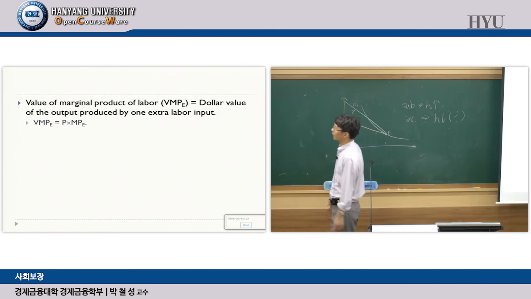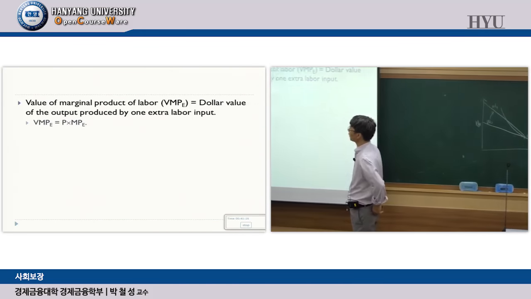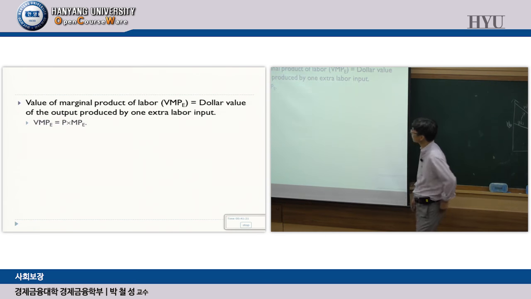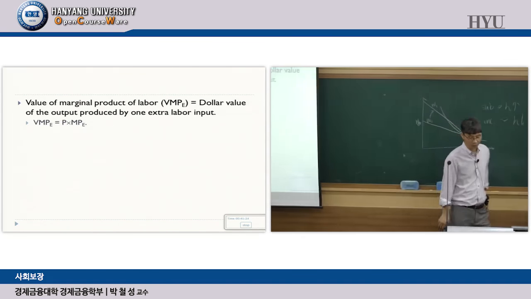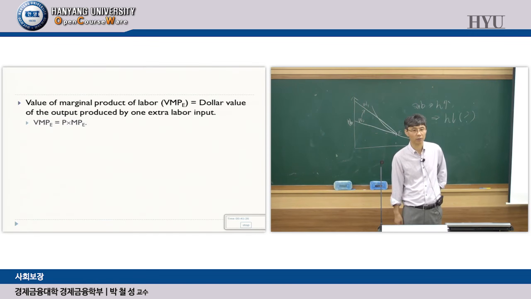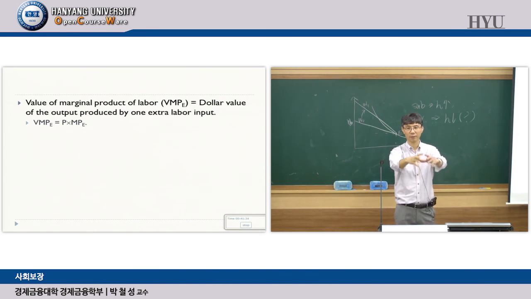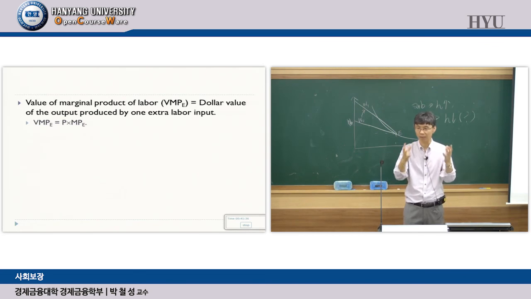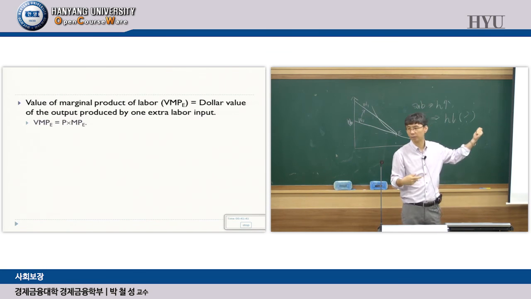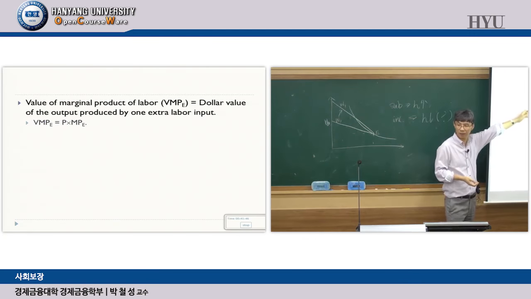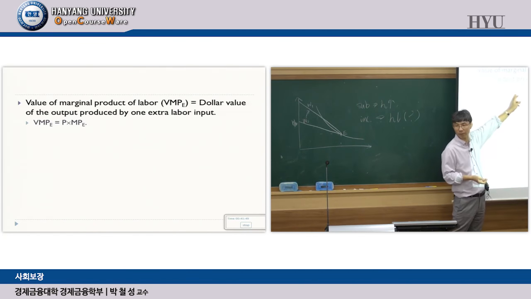We defined marginal product of labor, and here let's define the value of marginal product of labor. What is the value of marginal product of labor? It's just the dollar value of the output produced by one extra labor input. What it means is simple: you put one additional labor into production, you get that additional product, and you sell it in the market, then how much money can you make? That's the value of marginal product of labor, VMPE. So it's just the price times MPE.